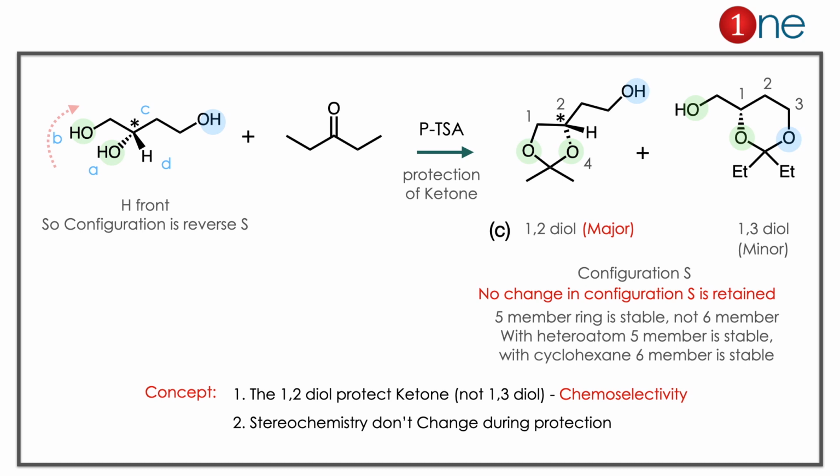Here you have to learn two important concepts. One is that the 1,2 diol protects the ketone, not the 1,3 diol, because of ring size. So chemoselectivity is established here: only the ketone, or carbonyl group, is protected. The second thing is stereochemistry. The reactant stereochemistry doesn't change during product formation.